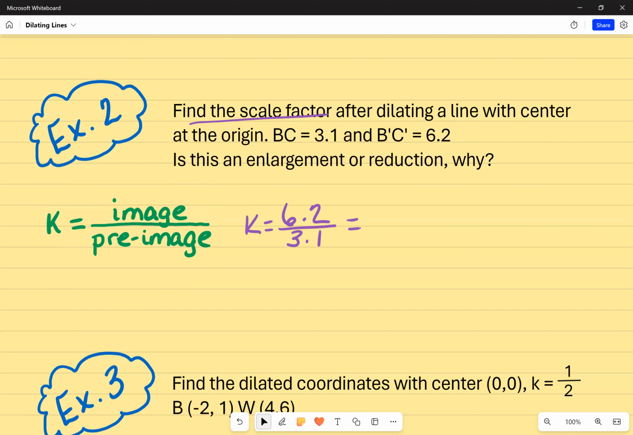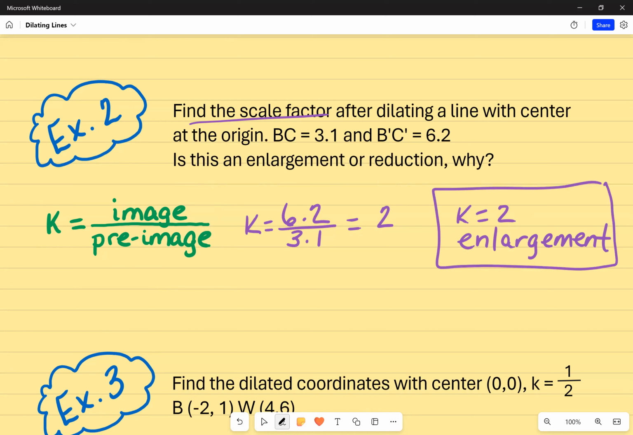If you put that in a calculator, it tells you that your scale factor is 2. And now the question is asking after that, is this an enlargement or a reduction, and why? Well, since your scale factor is greater than 1, we know that it is going to be an enlargement. If it was between 0 and 1, it would be a reduction. So make sure when you're looking at word problems that you're reading and answering everything that it's asking. So it asks for 2 things.